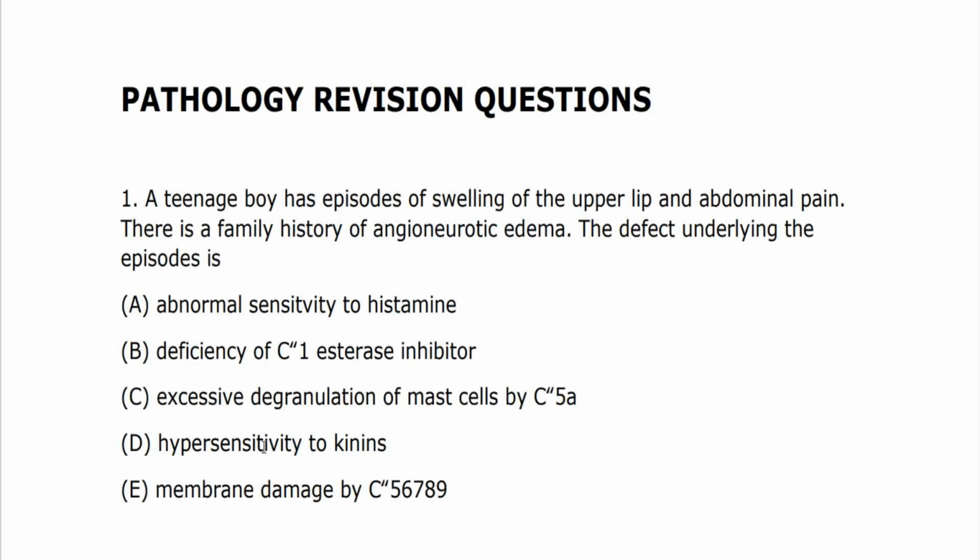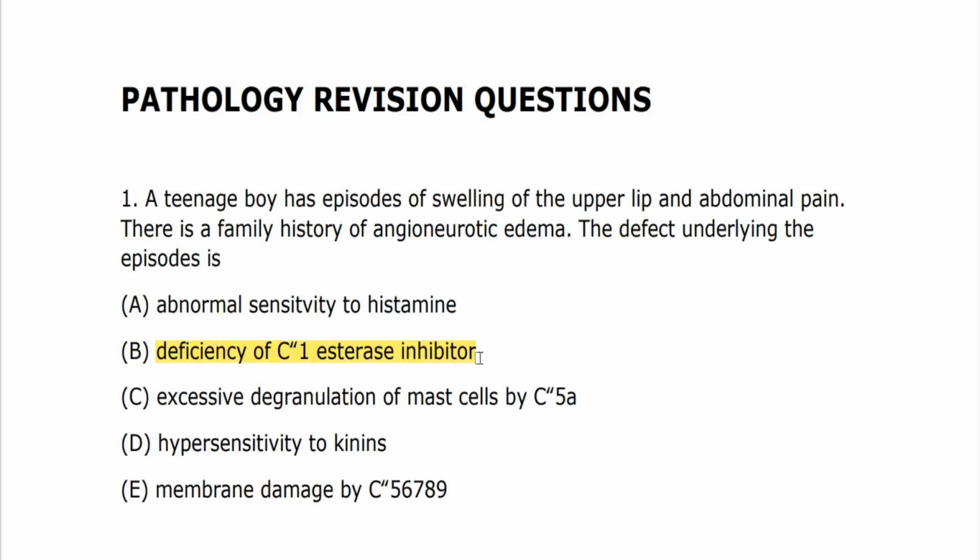Question number 1. A teenage boy has episodes of swelling of the upper lip and abdominal pain. There is a family history of angioneurotic edema. The defect underlying the episode is. Now, I'll just take this step by step. Abnormal sensitivity to histamine leads to what is called histamine intolerance, and mainly you see it in people with inflammatory bowel disease or irritable bowel syndrome, so this kind of thing. Then deficiency of a C1 esterase inhibitor is actually our answer, so I'll highlight it and then try to explain how it works. Alright, so this is our answer.